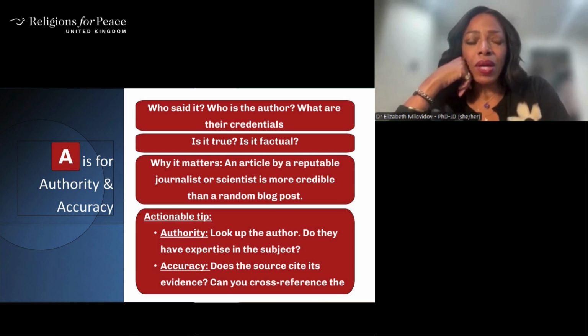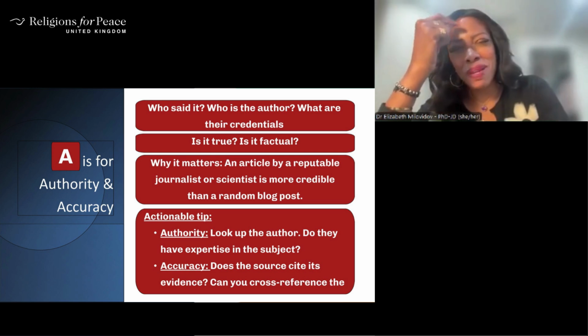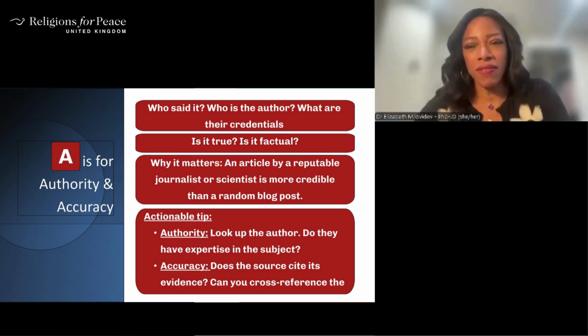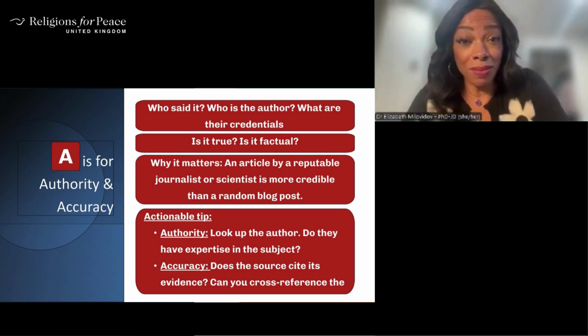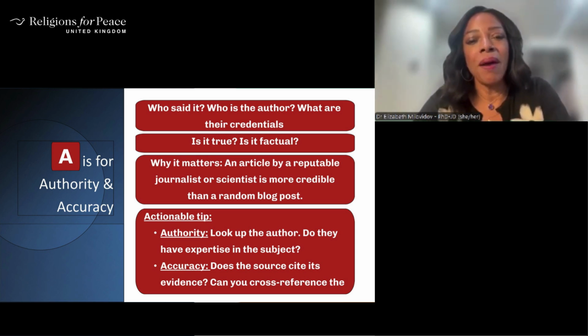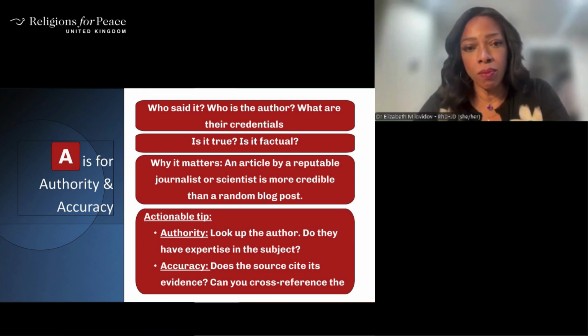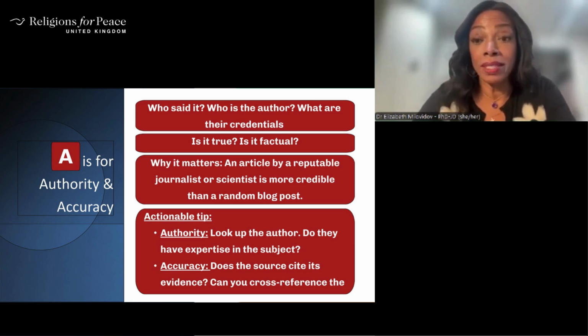Again, even if you can trust the person, you still need to know, is this accurate? Is this factual? Maybe that person has gone off the rails since they first published this. So it's really just checking. And you should understand that this matters because an article by a reputable journalist or a scientist is obviously more credible than a random blog post.